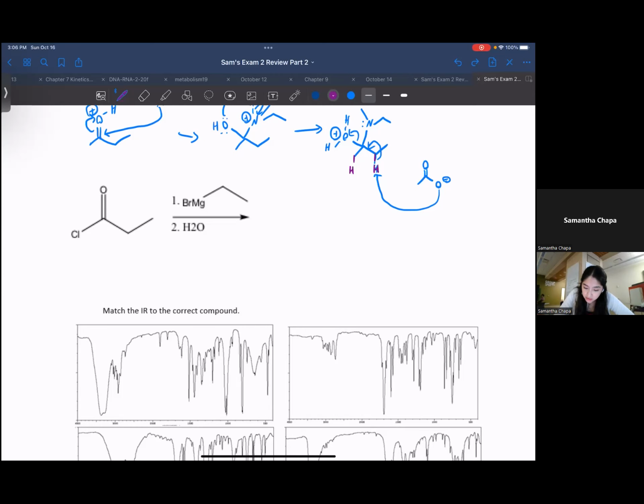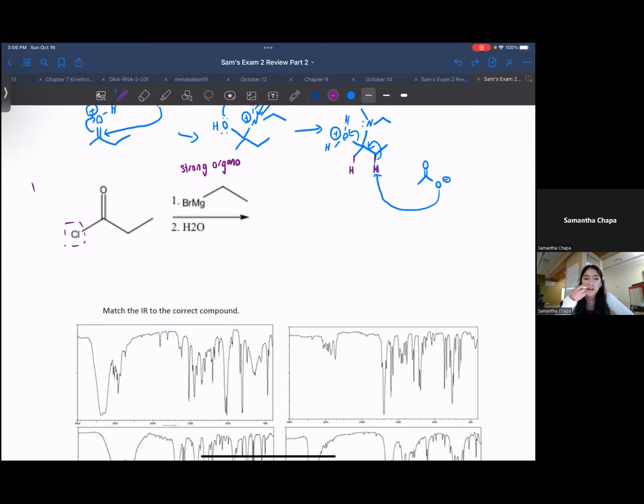So let me just write on the top. This is a strong organometallic, meaning it'll attack more than once if it has a good leaving group, and it does have this. So let me write this out. Actually, let me write my product first. So I know it's going to attack more than once.